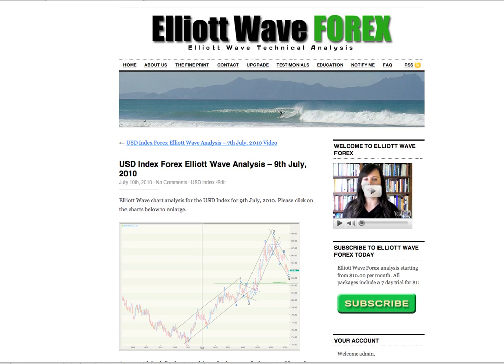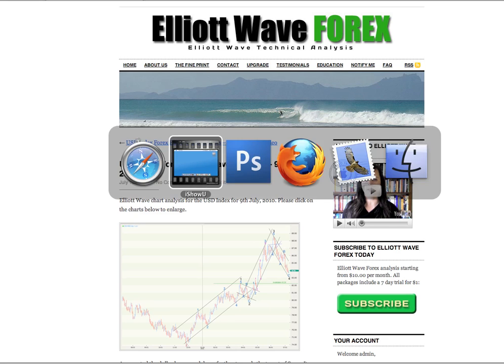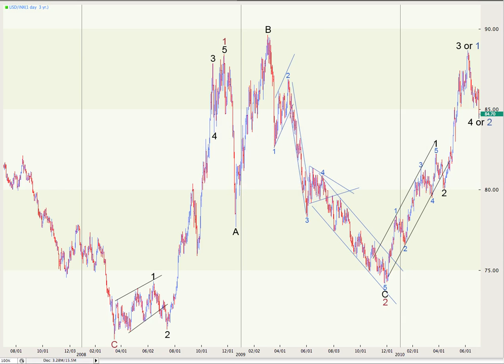I'm going to start with a quick look at a historical wave count going back 3 years for the dollar. So we're looking at primary degree waves. We had 5 waves down for primary C, followed by 1, 2, 3, 4, 5 waves up for primary 1, followed by an expanded flat correction for primary 2, ABC, and now we're working on 5 waves up for primary wave 3.